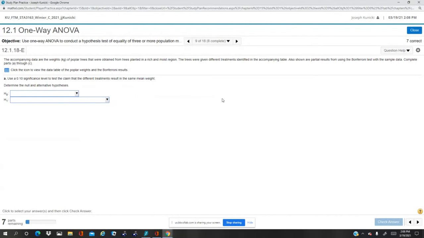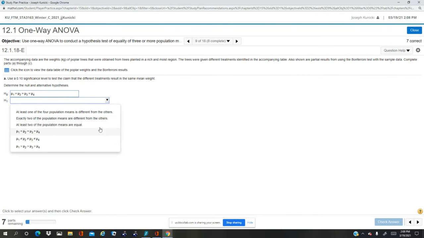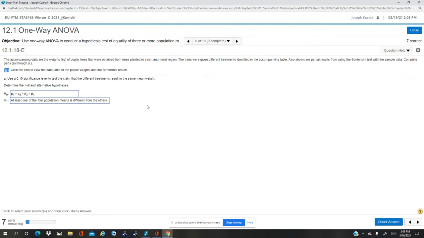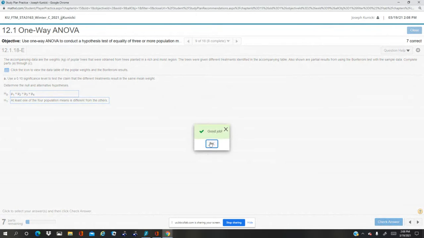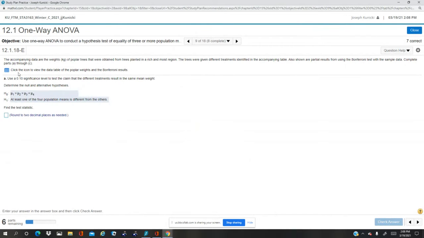Use a one-way ANOVA to conduct a hypothesis test of the equality of three or more population means. Okay, so first of all, the null is always equals. The alternative is always that at least one of them is different from the others. So it doesn't tell us which one's different. We have to do some further evaluation if we want to find that out. But anyway, let's find the test statistic.